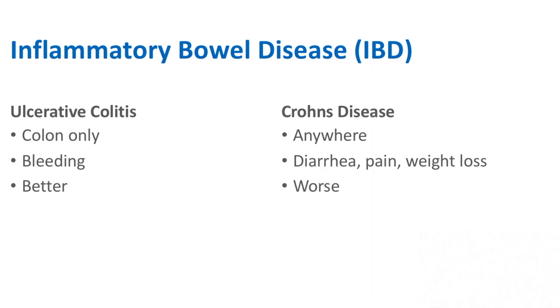This is different from Crohn's disease. Crohn's disease can occur anywhere within the GI tract, the stomach, mouth, small intestine, and colon. The symptoms can vary depending on the location of the disease. It can present as diarrhea. For some people, it can be pain or even weight loss. And Crohn's disease can be a little bit more difficult to treat. In addition, the complications can be a little bit worse and more difficult to handle as well.